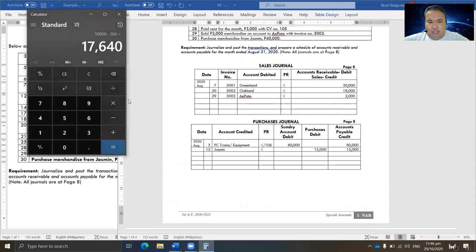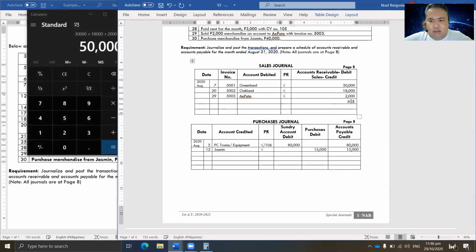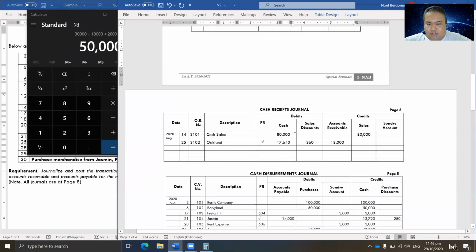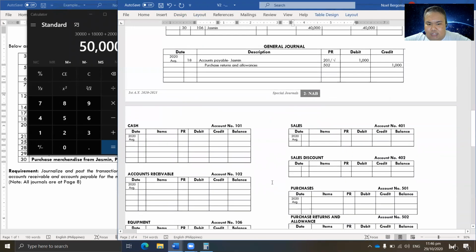You have 30,000. Okay, 30,000 plus 18,000 plus 2,000. So we have 50,000. So this will be 50,000. Okay, so anong gagawin natin sa 50,000 na yan? Kailangan na nating i-post saan? Accounts receivable. Okay, so debit, di ba? Accounts receivable. So punta tayo sa accounts receivable na ledger.